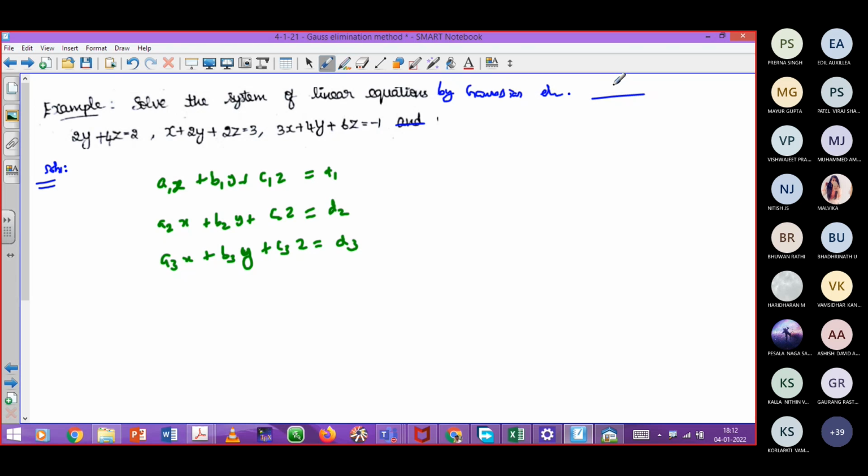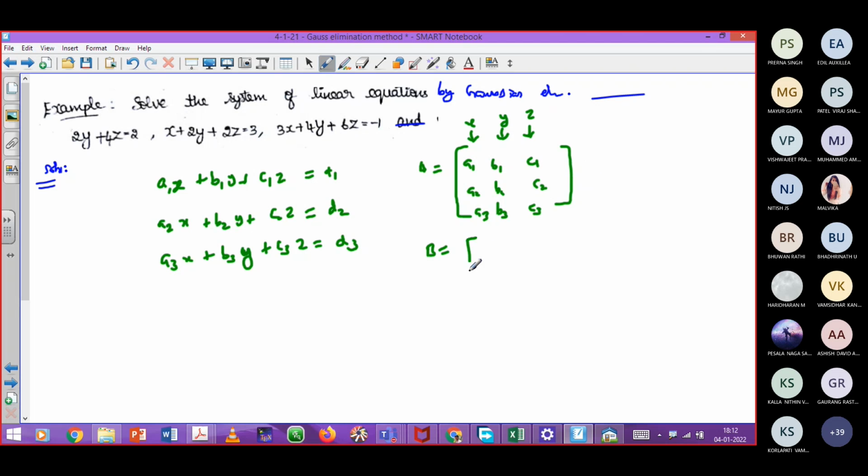In this, I can simply write my matrix A as: this column for x, this column for y, this column for z. So I write here the coefficient of x, a1. Next, in the first equation the coefficient of y is b1, then c1. Next, a2, b2, c2. Next, a3, b3, c3. So this is my A.